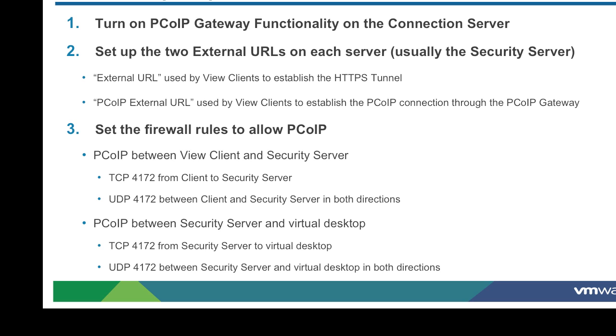That hasn't changed in 4.6, that's just the same. And what is new for 4.6 is the PC over IP external URL, and this is used by View clients to establish the PC over IP connection through the PC over IP gateway when the connection server is configured for gatewaying PC over IP. Then the third step is to set the firewall rules to allow PC over IP. That's both the internet-facing firewall and also the internal firewall, so the ports are shown there.